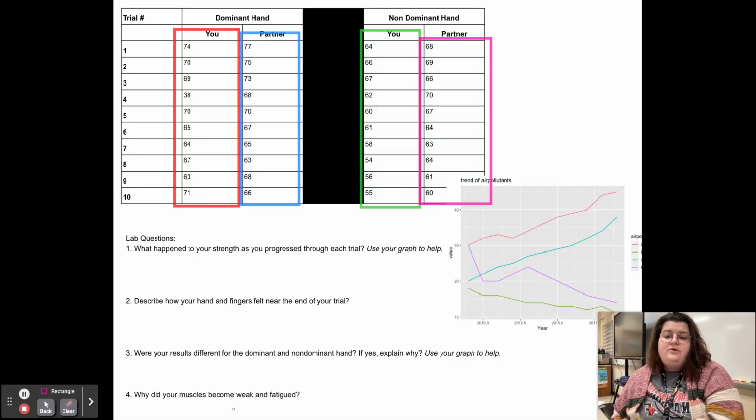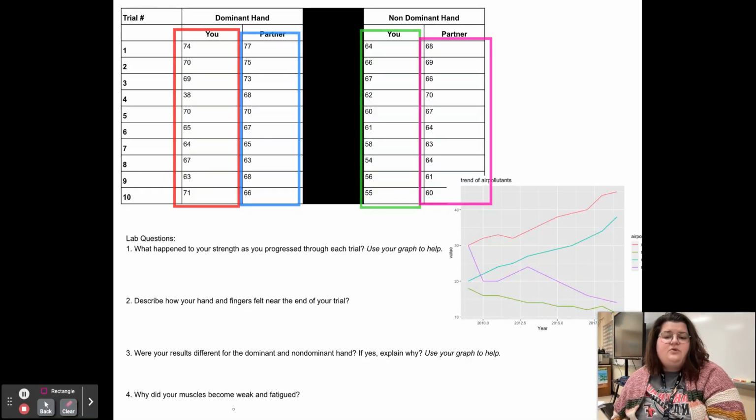Then you need to go through and answer these 4 questions about the muscle fatigue. So what happened to your strength as you progress through each trial? Look at the trend of the graph. Is it going up? Is it going down? Things like that. Try to remember how your hands felt, or think about how your hands would feel at the end or near the end of the trial.